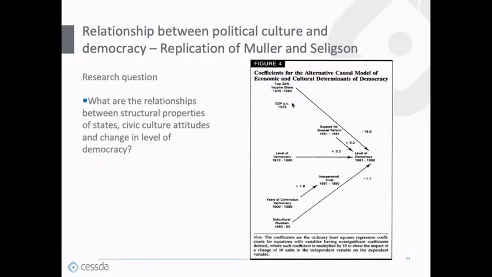In my research, I was looking at the relationships between political culture and democracy, and specifically, I was replicating an article written by Muller and Seligson in 1994. Muller and Seligson found that there is a strong relationship between political culture and democracy. However, their article is today very old, therefore I wanted to replicate their analysis and to find out whether their model still holds today. My research question therefore was, what is the relationship between political culture and properties of state, civic culture, attitudes, and change in the level of democracy?